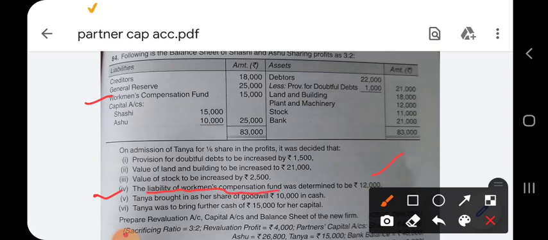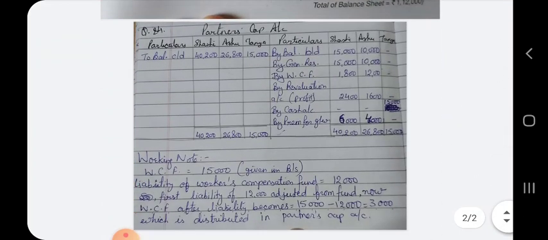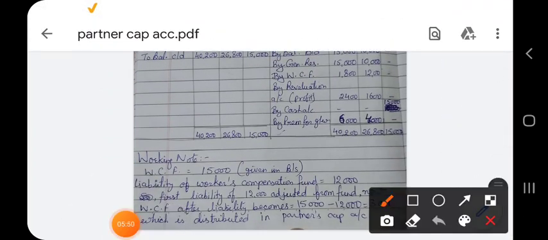So what is the purpose of it? If a liability is given and a fund is created for the same liability, the fund is created to meet this liability. So the first thing we will do is adjust this 12,000 rupees from the fund. In the explanation, in the working note, I have written this. As you can see, the liability is 12,000 and the fund is given as 15,000.